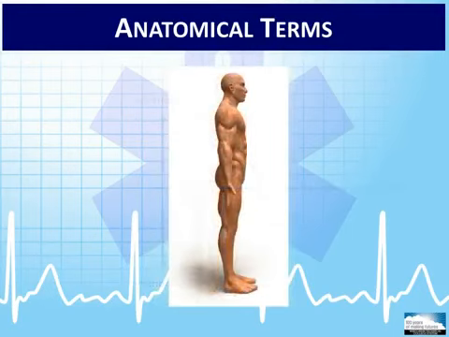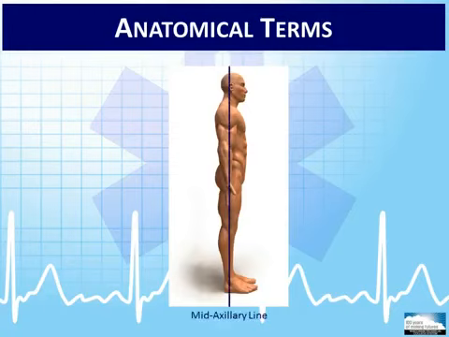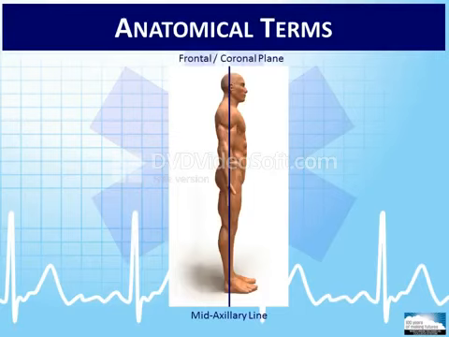When viewing the human body from the side, we begin with the middle of the armpit as our landmark. The armpit is called the axilla. If we draw a line from the middle of the axilla to the ankle, the result is a mid-axillary line. This line then creates the frontal or coronal planes. When referring to the front half of the body, the terms anterior or ventral are used. When referring to the back half of the body, the terms posterior or dorsal are used.